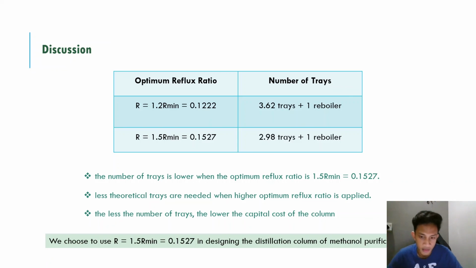This is because we see that the higher the reflux ratio, the fewer the number of trays needed. When fewer trays are needed, the cost of operating the distillation column will also be reduced. So yeah, that is all from me. Thank you.